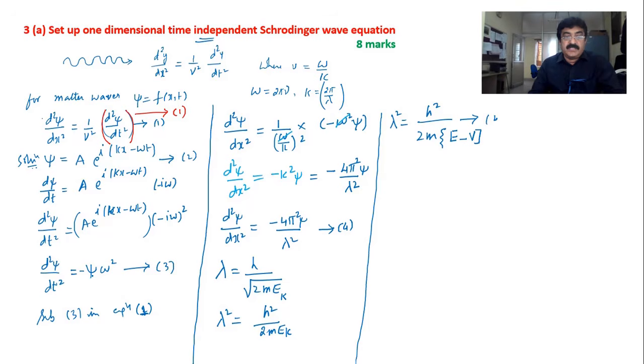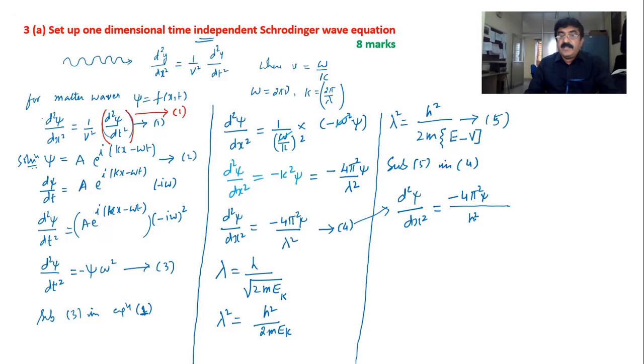Equation number 3 is here, 4 is here. Okay, equation number 5. Follow carefully. Substitute equation 5 in equation 4. Okay, equation 4, this is the equation. It becomes d square psi by dx square equals minus 4 pi square psi whole thing divided by, in the place of lambda square, h square divided by 2m into E minus V. Remember, E is not kinetic energy, it is total energy.